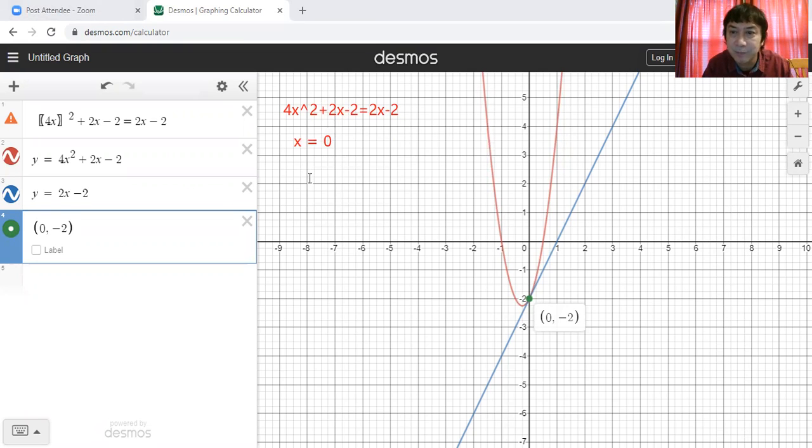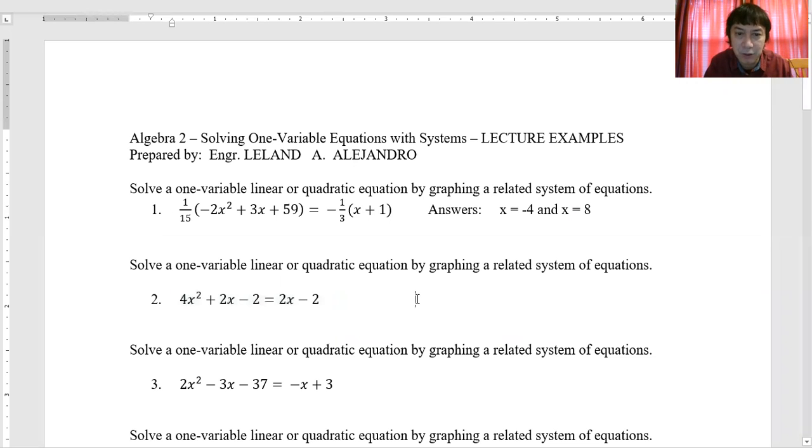That's our answer. The -2, that's a y. We're not after the y here. So it's just the x value. So the answer is x equal to 0. That's the answer. So you can now make use of this x equals 0. Go back to your screen. So this is x equals 0. So the answer here is x equals 0 there.